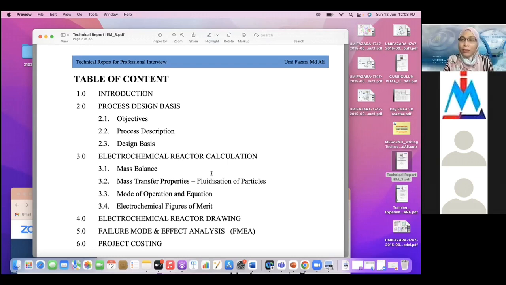Okay, I have mass transfer property. This one is very related to mass transfer. Okay, and then mode of operation and equation involved within my reactor design. Okay, and then electrochemical figures of merit because I deal with electrochemical reactor. Okay, and then I have electrochemical reactor design.